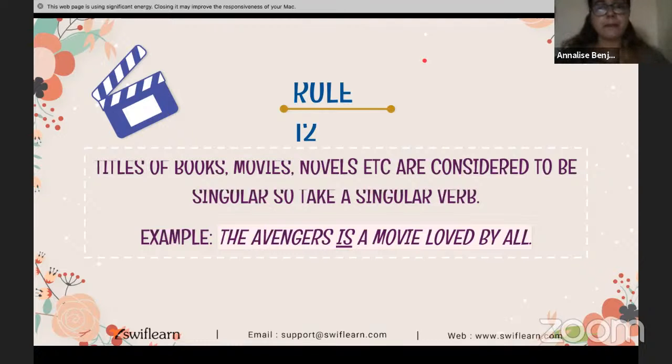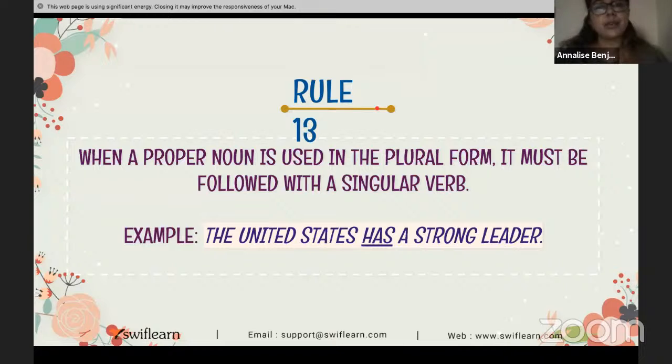Okay? Now we have rule number 13. When a proper noun is used in the plural form, it must be followed by a singular verb. Whenever we're talking about proper nouns which are in the plural form, then the verb is going to be singular.